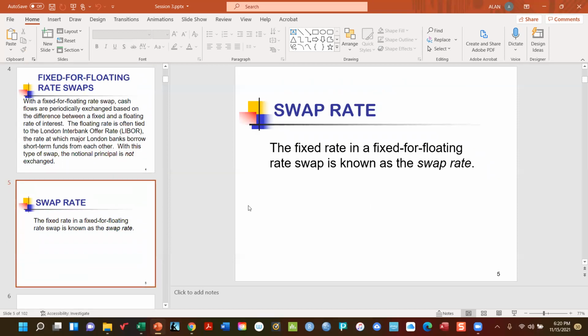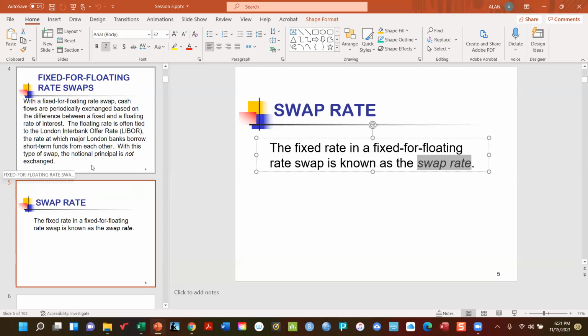Now, in a fixed for floating rate swap, there are two rates. There's the floating rate, and the fixed rate is often referred to as the swap rate. It never changes. The floating rate can change on a regular basis, although in many cases it's going to typically be every 6 months or a year, although you could arrange it any way you like. That is the most common type you'll likely see, every 6 months, every year.